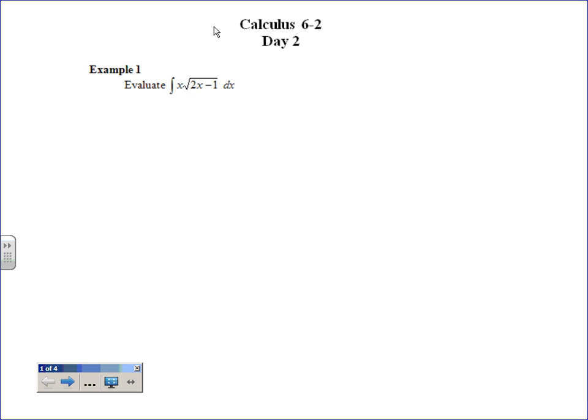6-2, day 2. Again, remember you don't have 6-1 notes yet because we are doing 6-1 last, since I believe that's where that particular section should belong. 6-2, day 1 was basically substitution, getting used to it. Remember, there's no product rule or quotient rule for the antiderivative. So if possible, we have to turn the problem into one that we can take the antiderivative of.